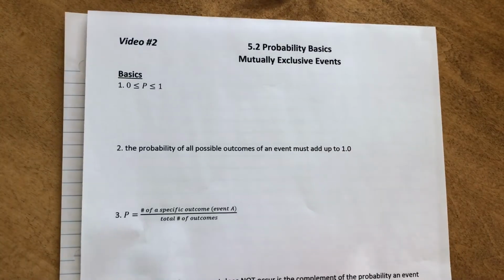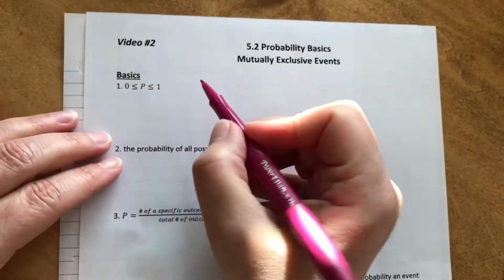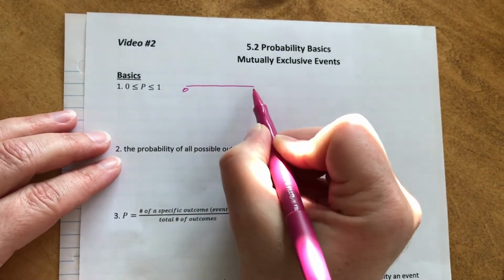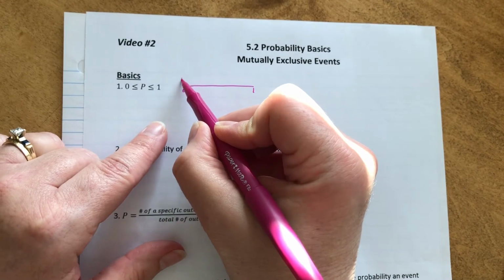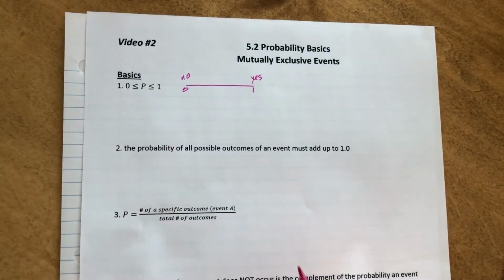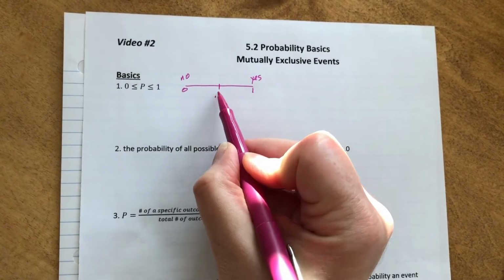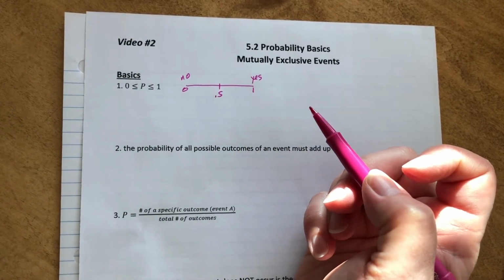The first basic is that probabilities are numbers between 0 and 1. I've talked about that in my previous video, but we'll talk about it again. A probability of 0 means the event will not happen. A probability of 1 means the event will happen. A probability of 0.5, it could or it couldn't happen. Not going to be surprised either way.